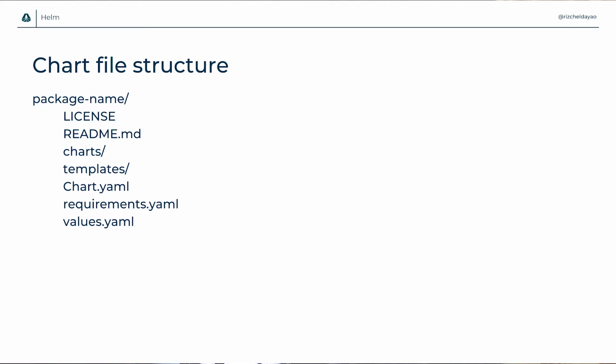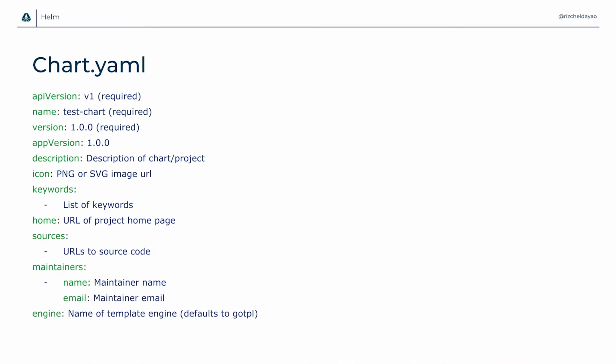Specifically, I'm going to go over the charts folder, the templates folder, and the YAML files. Again, more YAML files. So this is the chart.yaml file. This is just going to have all your metadata for the chart that you need. So if you're publishing this chart globally, you're going to want your users to know all this information about it.